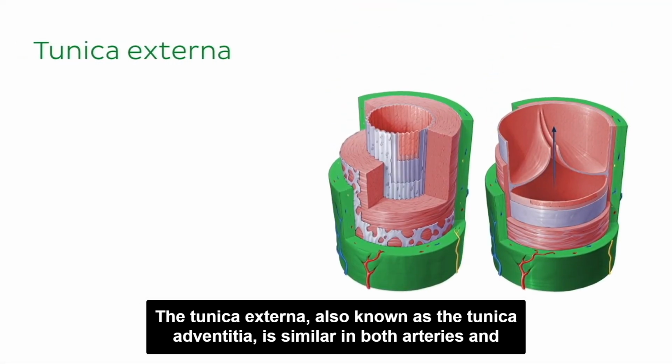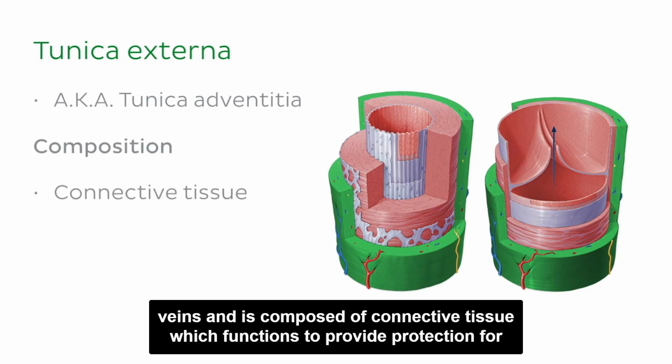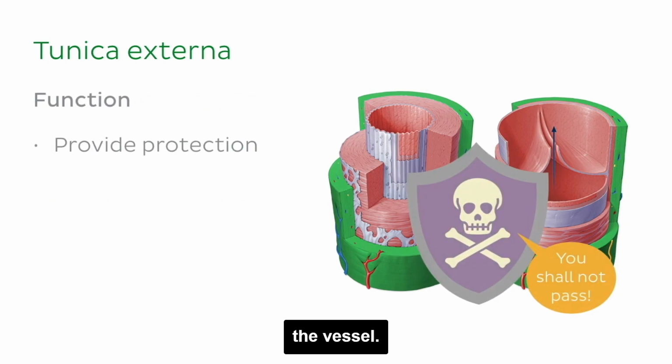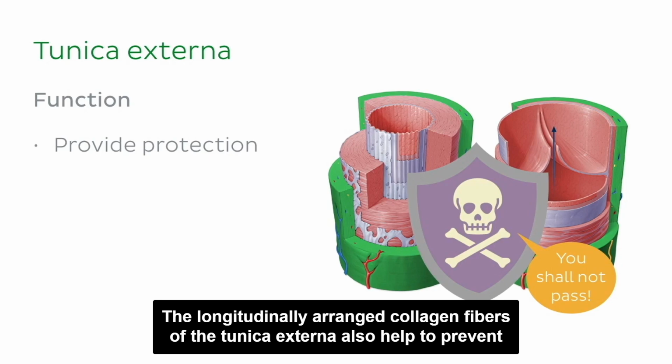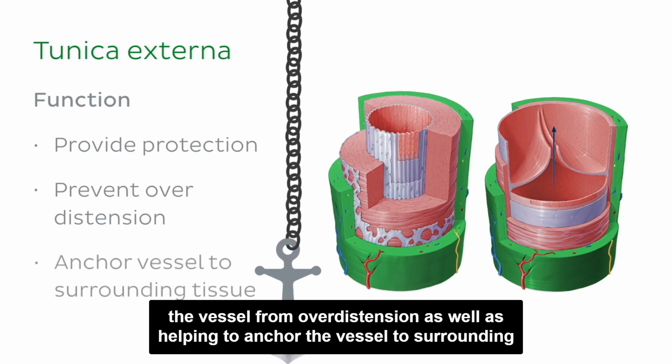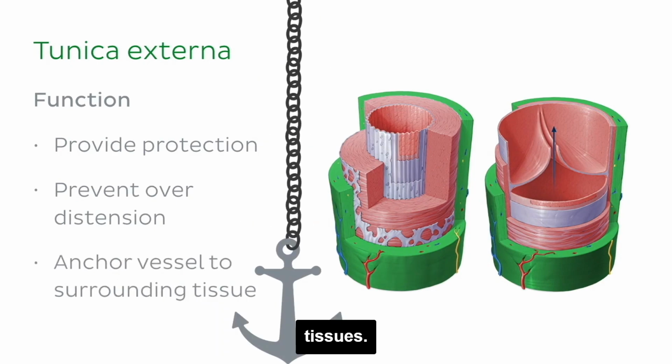All right, let's move on to our outermost vessel layer, the tunica externa. The tunica externa, also known as the tunica adventitia, is similar in both arteries and veins and is composed of connective tissue, which functions to provide protection for the vessel. The longitudinally arranged collagen fibers of the tunica externa also help to prevent the vessel from overdistension, as well as helping to anchor the vessel to surrounding tissues.